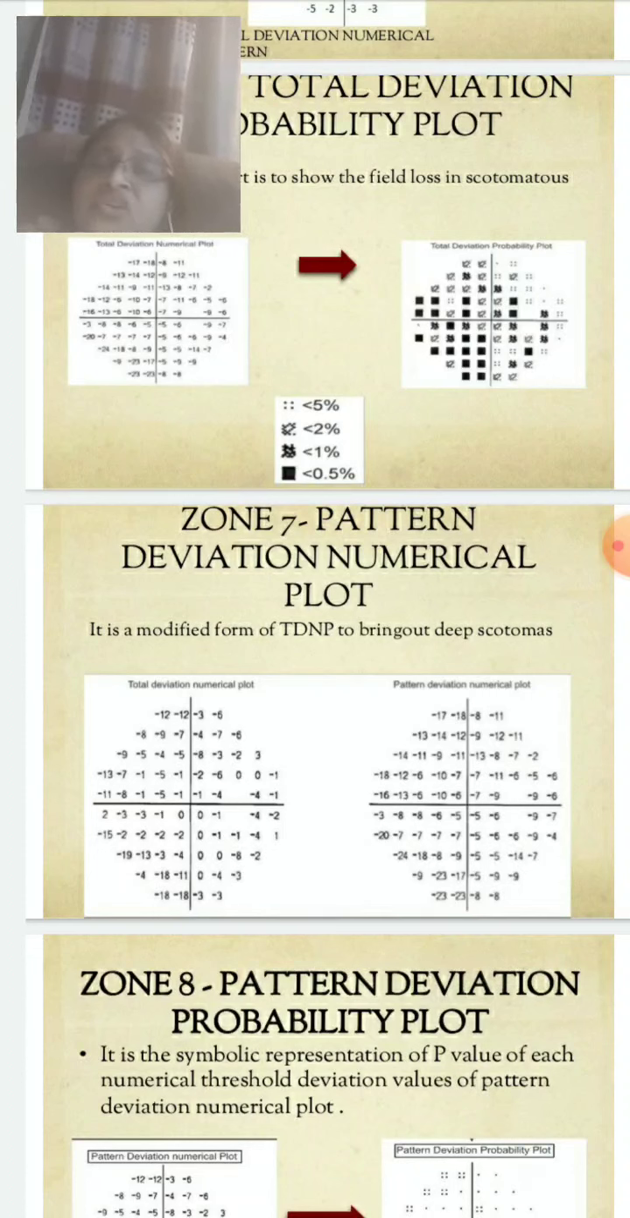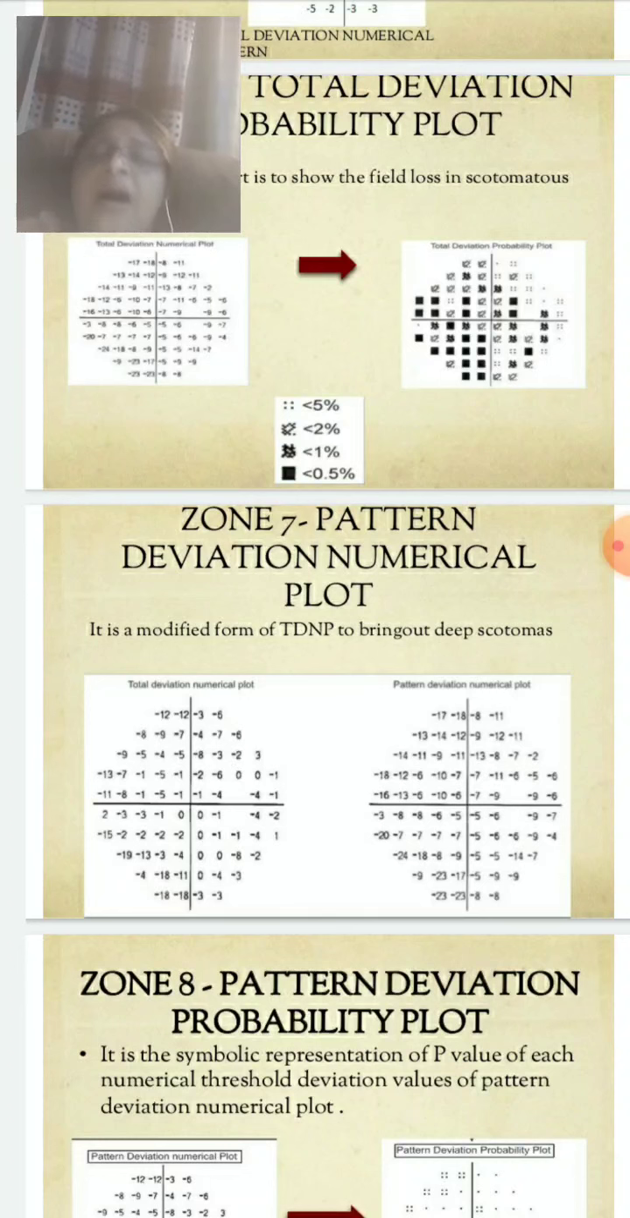What is the pattern deviation? In the patient's own visual field, there may be some areas which are more depressed than the other areas. So, the patient's own field has a hill of vision. Some more depressed areas, some less depressed areas. So, the average depression is ruled out and the more depressed areas are projected in pattern deviation.